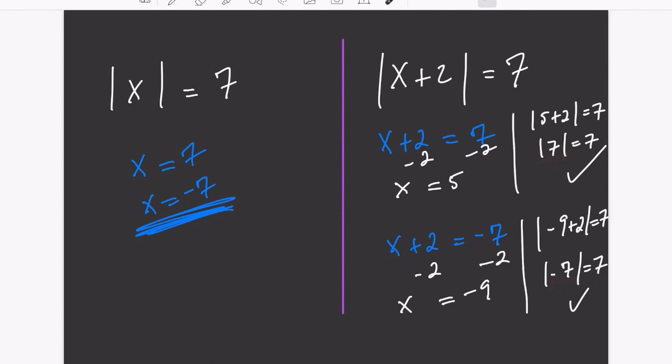So what you're looking for in this answer is what are the x values that make what's inside there equal 7? And those answers are 5 and negative 9. So again, you get 2 solutions here, you get 2 solutions here, and the way we find them is by setting up our 2 equations. So let's do a couple more examples.